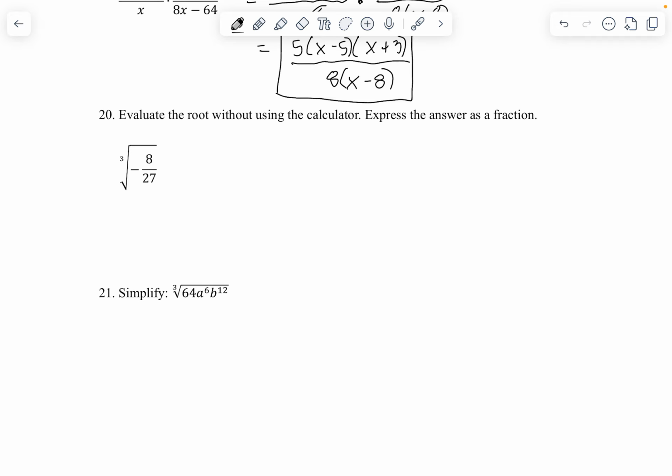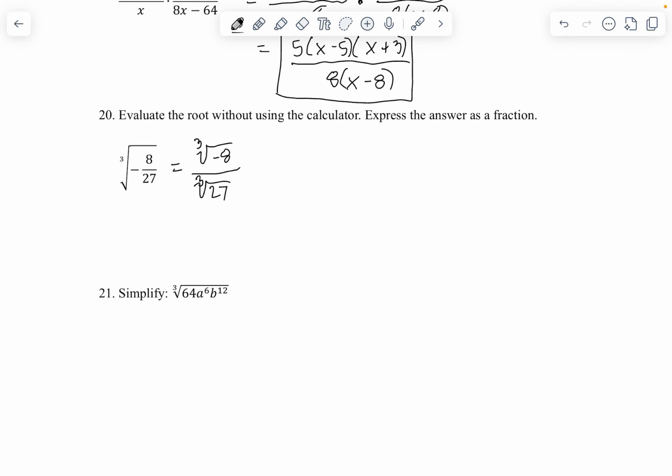Evaluate without using a calculator. Express the answer as a fraction. So we have the cube root of negative 8/27. Could rewrite this as something like this: the cube root of negative 8 over the cube root of 27. Just apply the cube root to the top and the bottom separately.